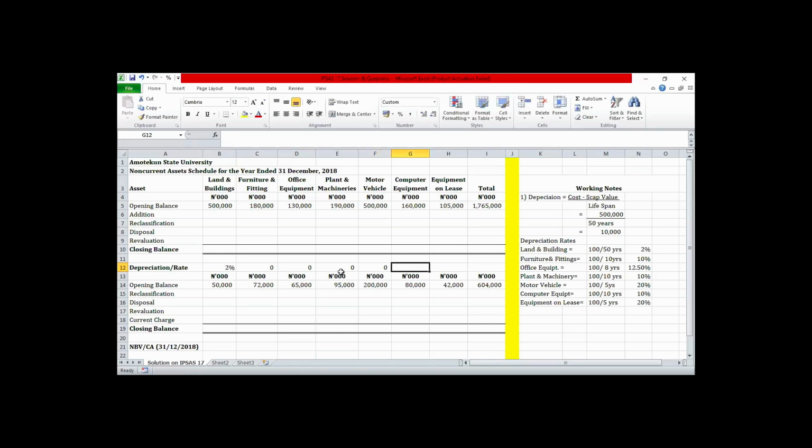Computer equipment, that one is how much? 10%. 3%. The last one is what? 20%. We have done that. Then let's move to the next level.